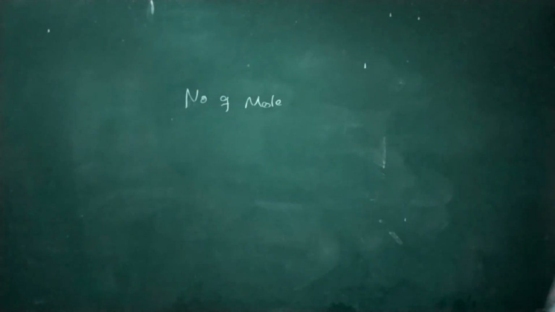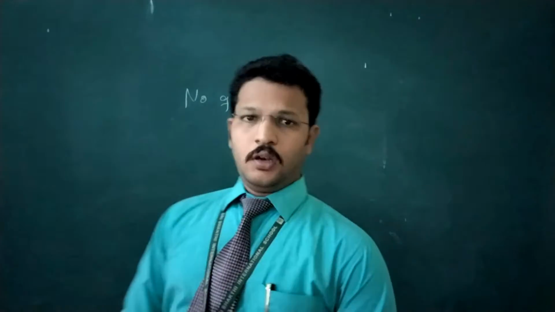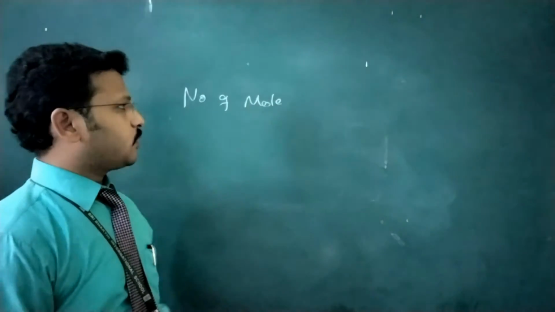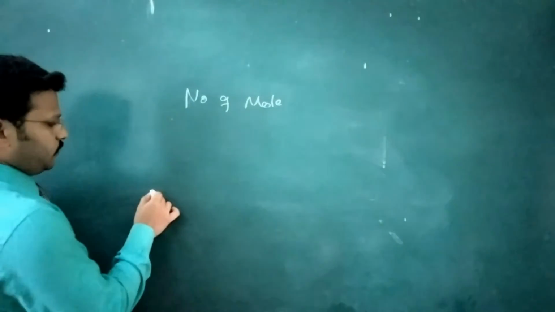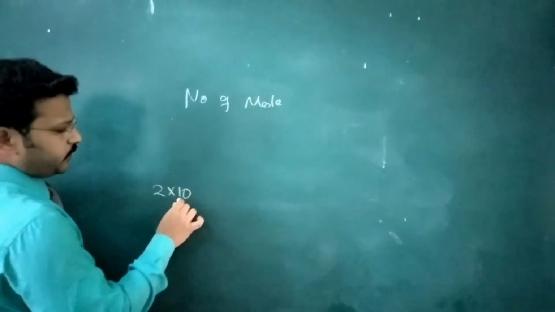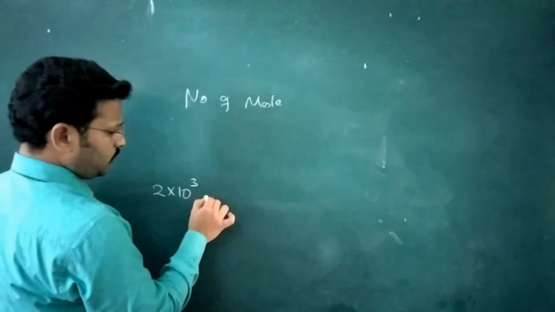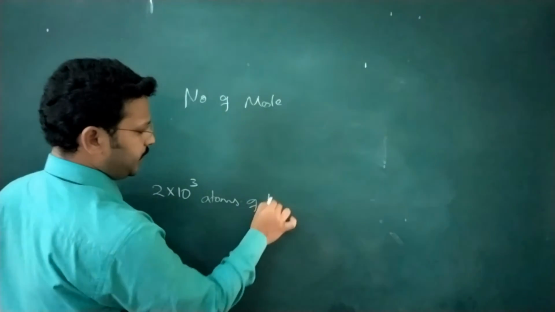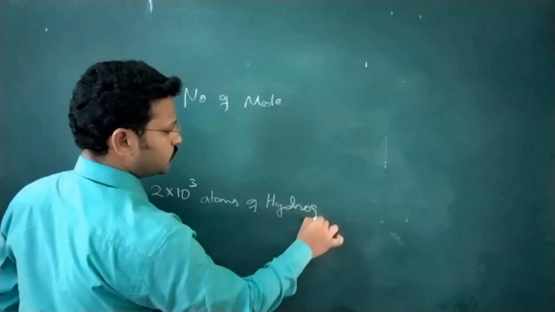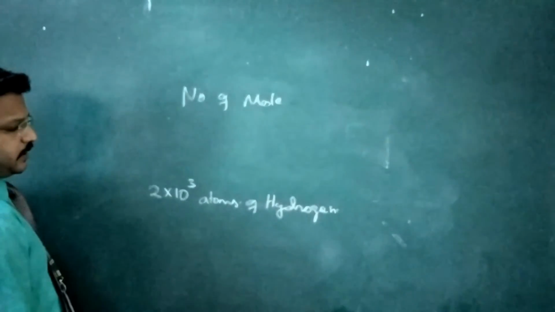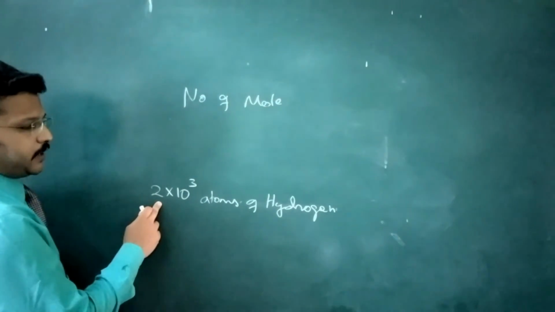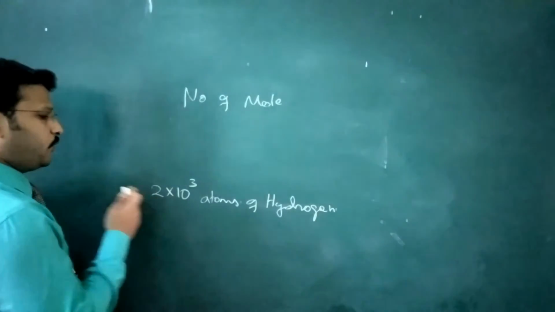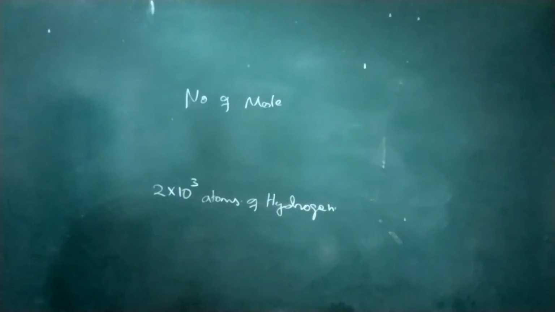Now we will check the number of moles present in a given quantity of the substance. Suppose a quantity of the substance is given, for example 2 into 10 to the power 3 atoms of hydrogen. That can be taken as 2 hydrogen atoms constituting a hydrogen molecule, or even if you are considering this, consider it as a hydrogen atom.